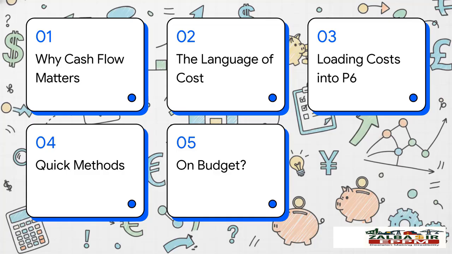So here's our game plan. First, we'll talk about why a cost-loaded schedule is so important. Then we'll get into the nitty-gritty, defining the language of cost before we walk through the actual process in P6. After that, I'm going to share some really practical workarounds, and we'll wrap things up by tackling a super common question about tracking your budget.